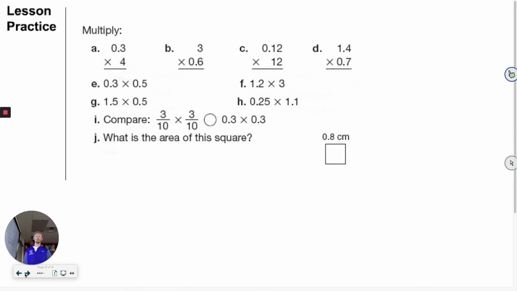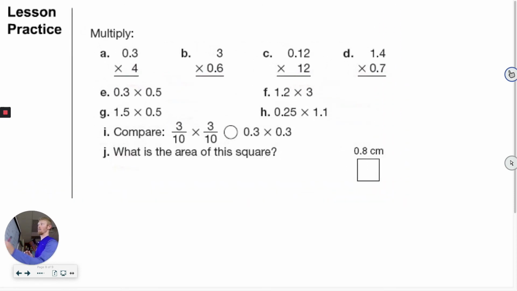All right, here's your lesson practice for today. This is very important that you do this. Remember, your answer should always have the same number of decimals as your original problem did. So for letter D, your answer would have 2 decimal places. But for letter H, it would have 3 decimal places. Right? I'm going to do one of these for you.